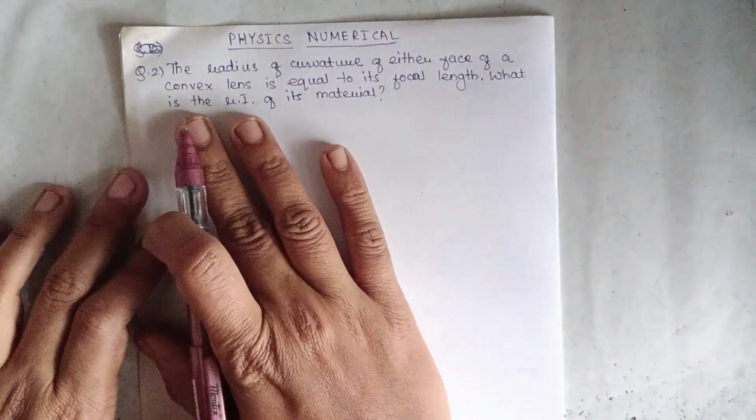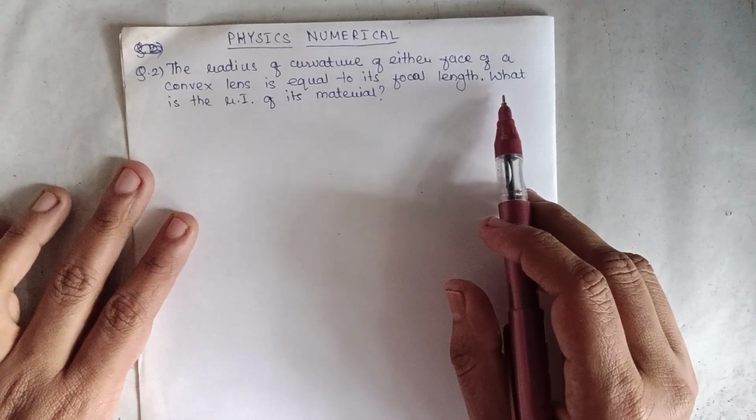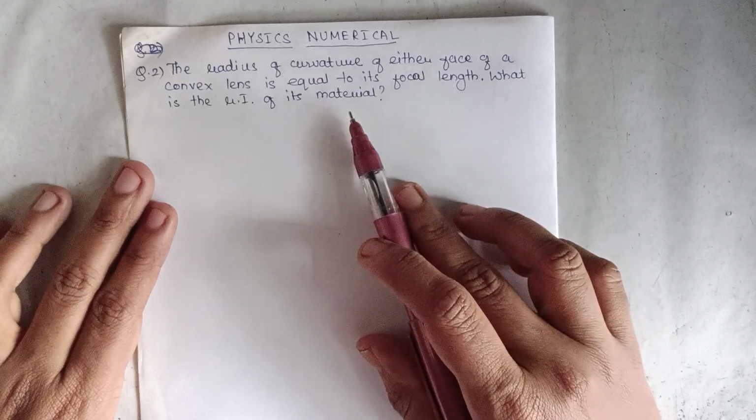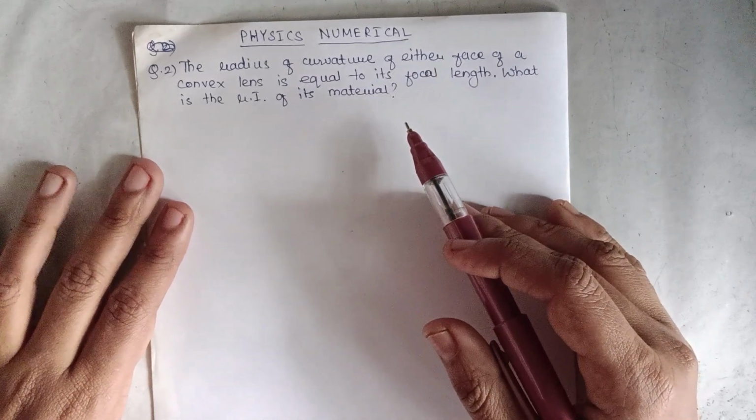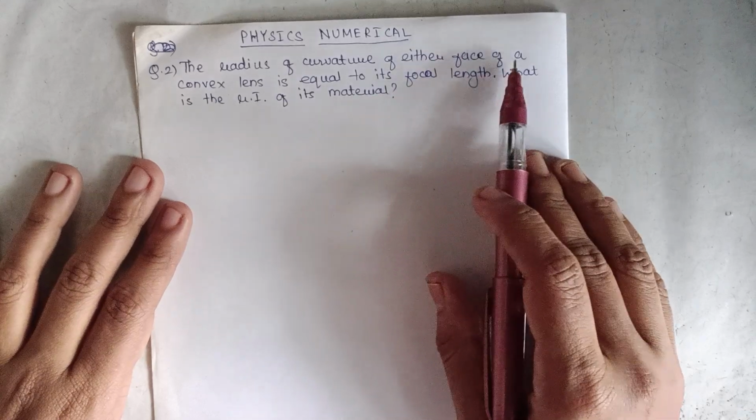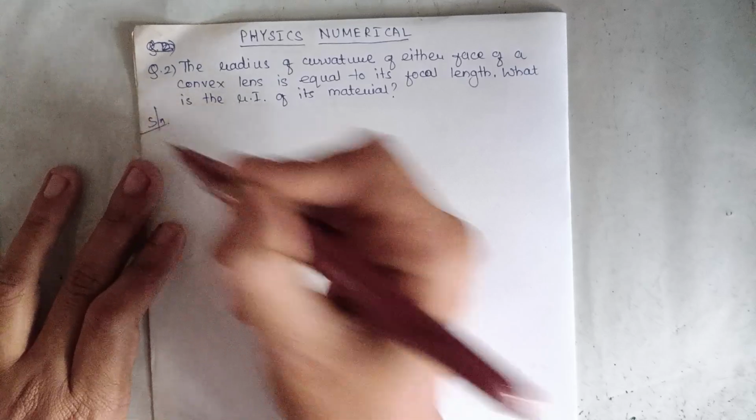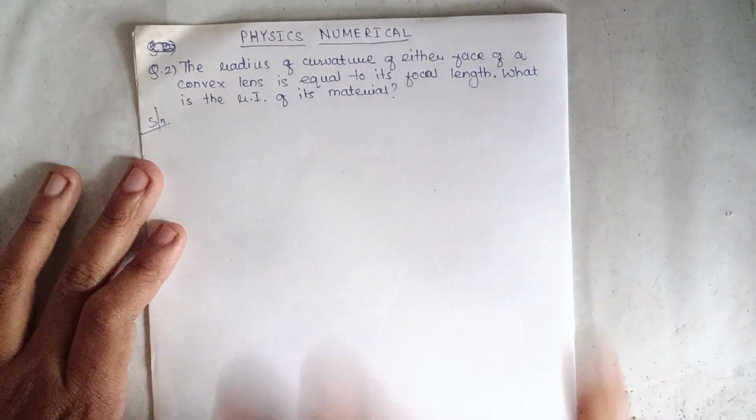Second question: the radius of curvature of either face of a convex lens is equal to its focal length. What is the refractive index of its material? So what is given? Convex lens, so you have to take R1 positive, R2 negative.